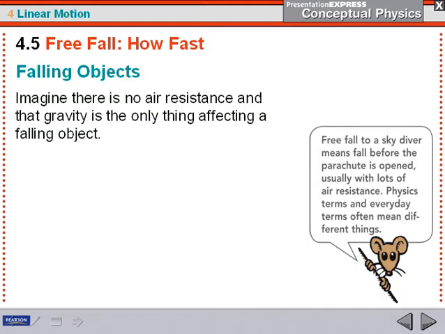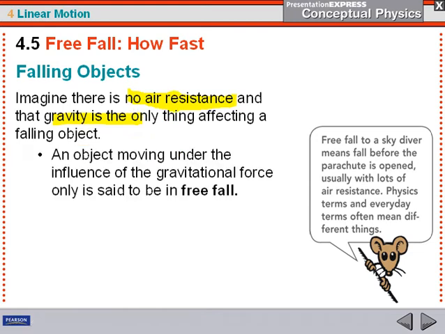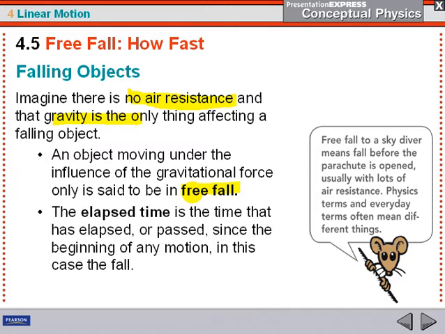Now let's set up a scenario. We're looking at a scenario where you have no air resistance, and the only force you have is gravity. And we call this situation free fall. The only thing that's influencing the object is gravitational force. We're going to be using this term a lot, and it's not to be confused with the parachuting term, which is usually what a parachutist uses to say the fall right before they open the parachute.